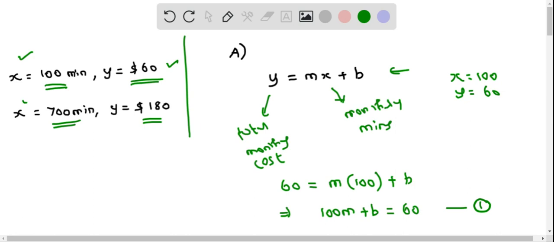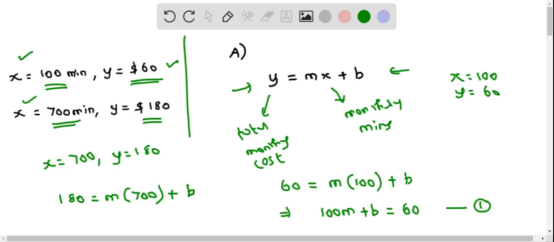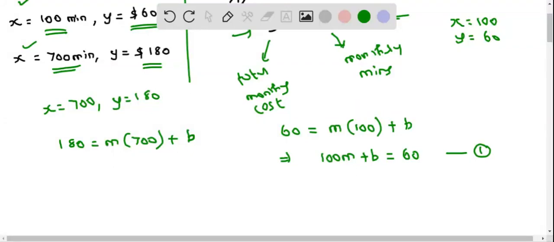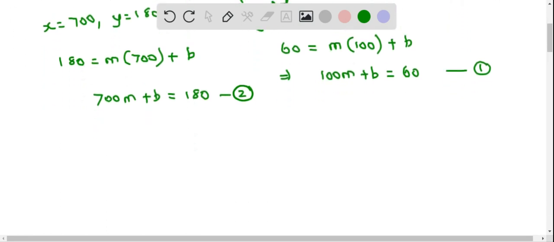And now I'm going to use the second information, that is when x equal to 700, y equals 180. So x equals 700, y equal to 180. We plug this into the model. So therefore it becomes 180 equals m times x, which is 700, plus b. Now we can simplify and write down the equation form. That is 700m plus b, and this equals 180. Let's say this is equation number 2. So we have two equations in terms of two variables, m and b. We can do addition or subtraction, or we can also solve this by substitution or elimination method.